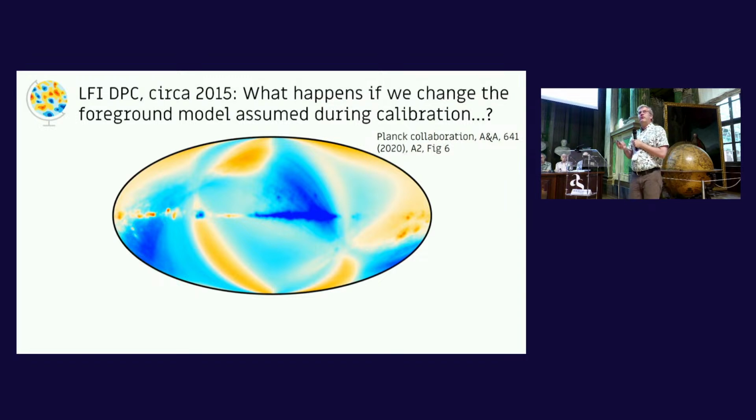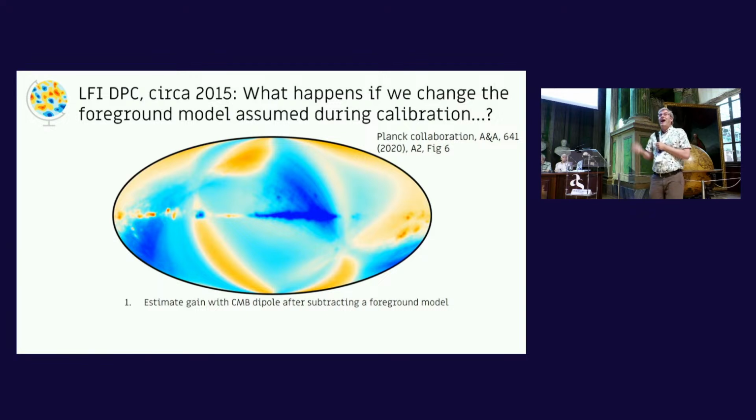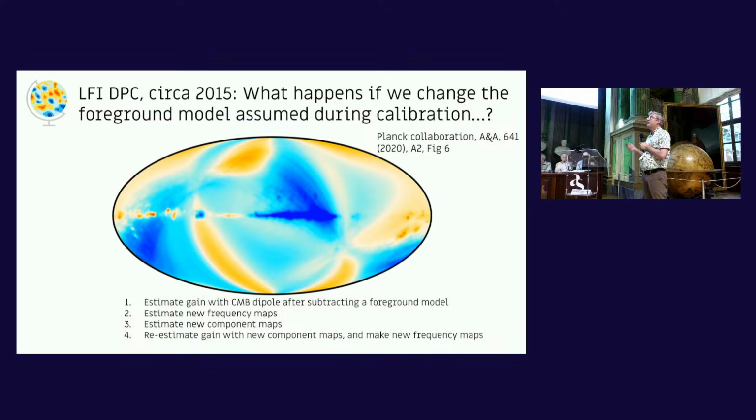One thing we did was try to change the foreground model, essentially. What we found was that if we changed the foreground model a little bit between 2 iterations in the gain estimator, we actually changed this map. So what we did in practice was estimate the gain using the CMB dipole, after subtracting a foreground model. Then you estimate frequency maps, you estimate component maps, and you refit the gain using that again. And that's what you're looking at here.